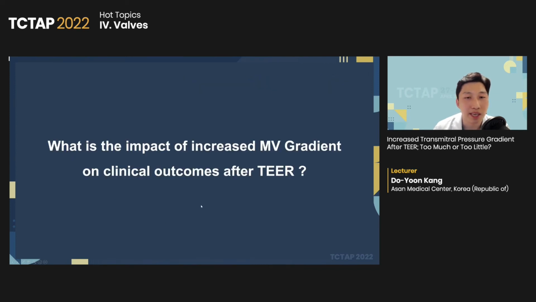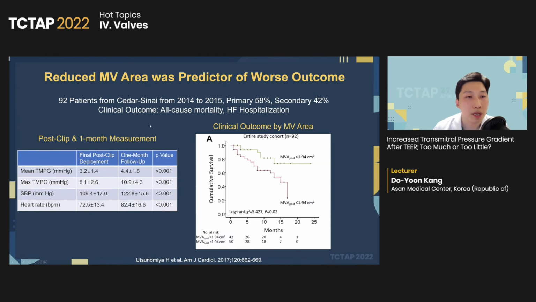Then, what is the impact of increased gradient on clinical outcomes after the mitral clip procedure? There are several reports from many registries, and reduced mitral valve area was a predictor of worse outcome in the Cedars-Sinai single center registry from 2014 to 2015. The majority of the patients had primary MR, and all-cause mortality and heart failure hospitalization were worse in the patients with smaller mitral valve area after mitral clip.